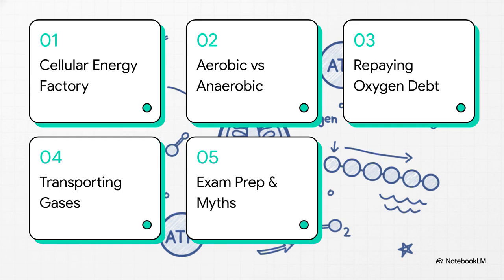Here is our ultimate study blueprint for today. First, the cellular energy factory. Second, aerobic versus anaerobic respiration. Third, repaying the oxygen debt. Fourth, transporting essential gases. And finally, some exam prep and common misconceptions.